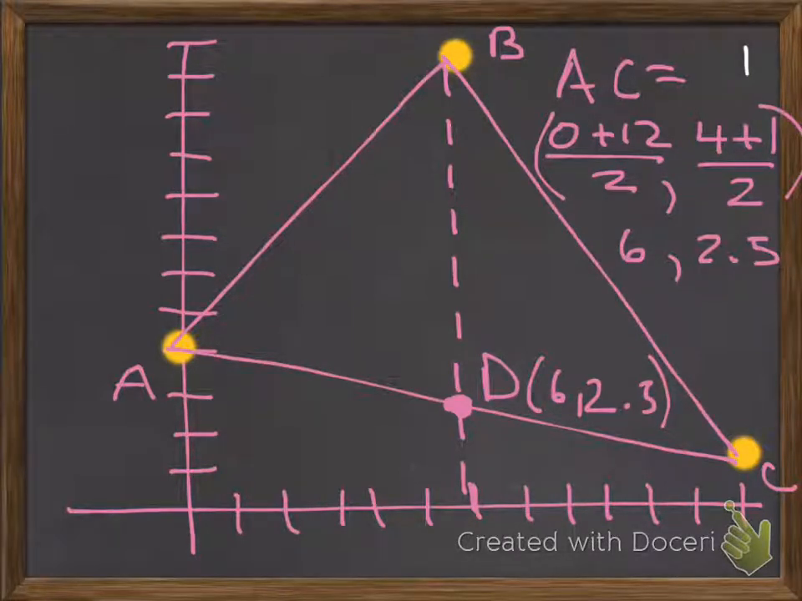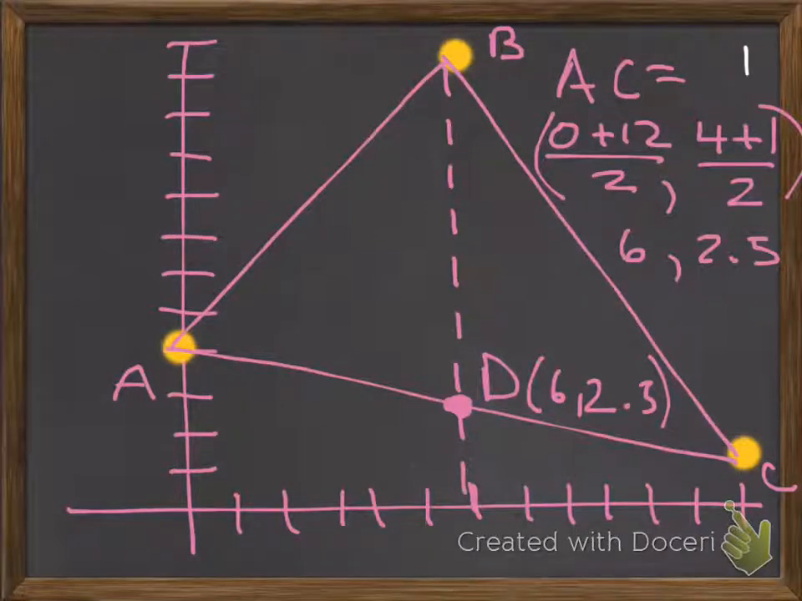And if you're using graph paper, it would be very clear that it's at 6, 2.5. Mine looks a little bit off here on the y-axis because my graph is not completely straight. But if you're looking at a graph with graph paper, it's going to be straight, so it's going to be exactly at 6, 2.5. So that's your first step, is to find the midpoint of one of the sides of the triangle by drawing a median down from one of the vertices.